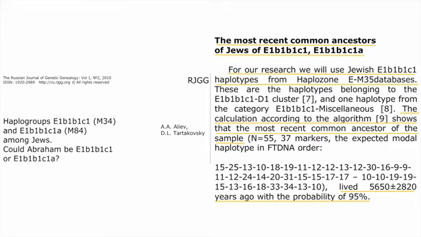For our research, we will use Jewish E1b1c1 haplotypes from the Haplozone E-M34 database. The calculation according to the algorithm shows that the recent common ancestor of the sample lived 5,650 plus or minus 2,820 years ago, with the probability of 95%.